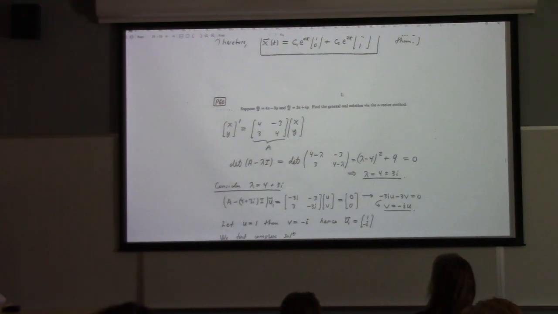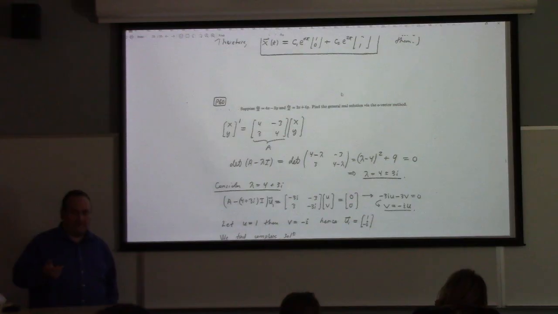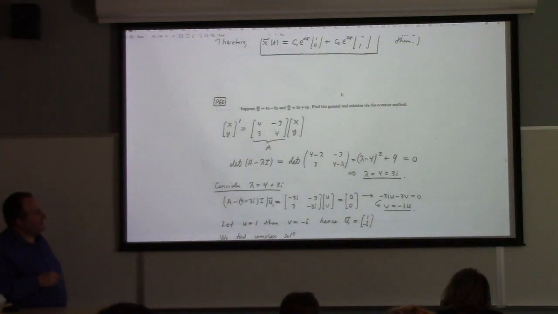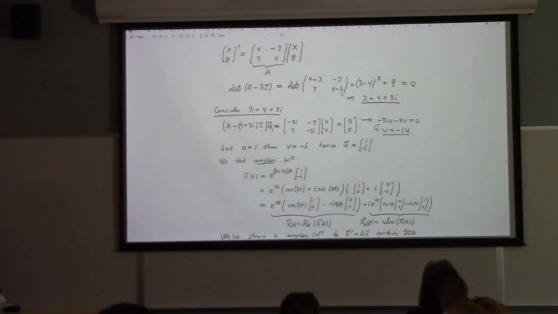The larger point is, if we don't have 2 eigenvectors, right, for a 2 by 2 problem, then we need to look for a generalized eigenvector of order 2, all right? The other possibility, of course, is that we have a complex eigenvalue, like here, in which case we get a complex eigenvector.